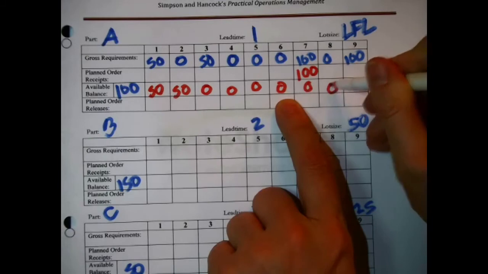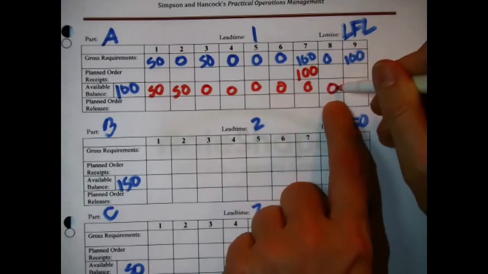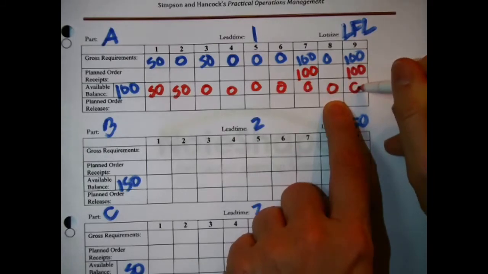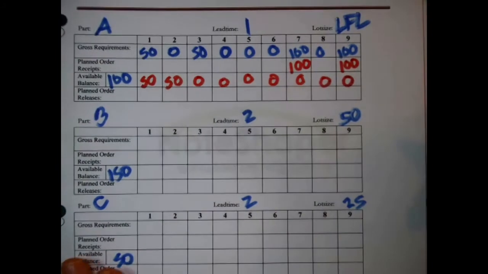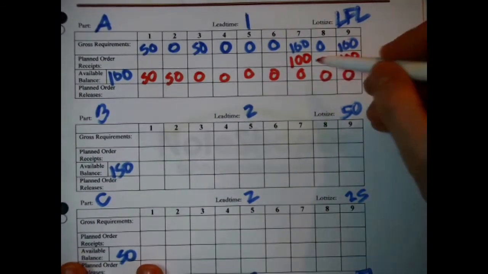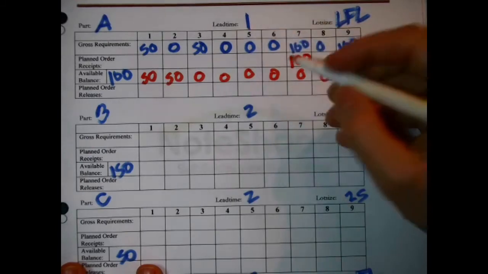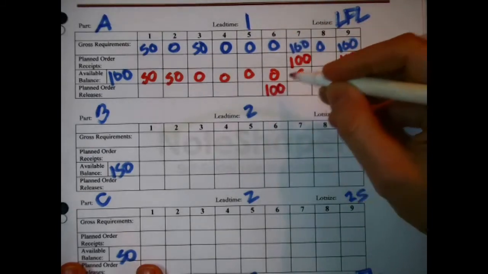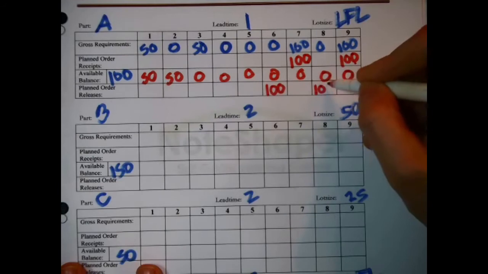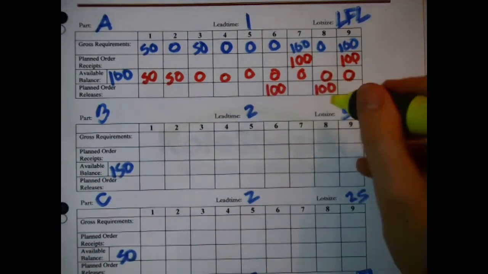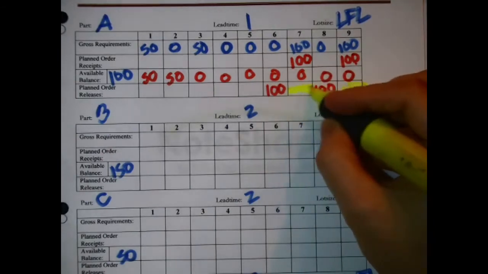Nothing going on in the 8th week, and so carrying nothing into the 9th week, we need another 100. We'd better schedule to receive 100. There we go. And we'll still end with nothing. So in this case, we need to receive 100 in the 7th week and 100 in the 9th week. The lead time is 1 week, therefore order 100 in the 6th week and 100 in the 8th week. There, the first record is done.